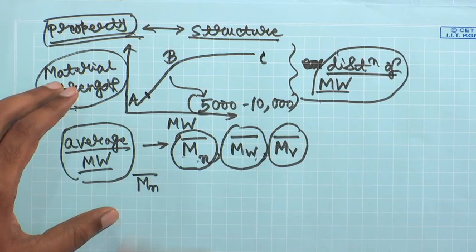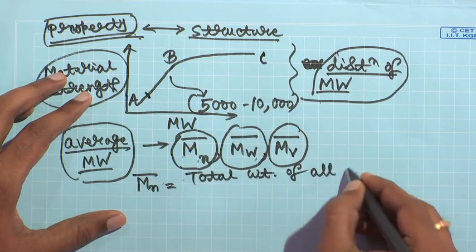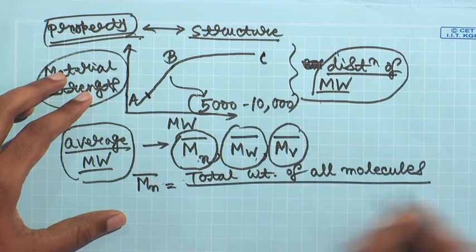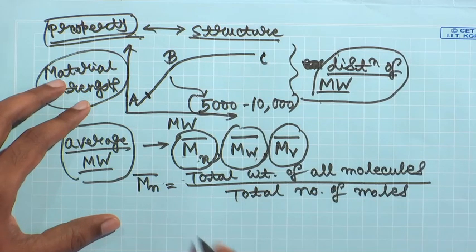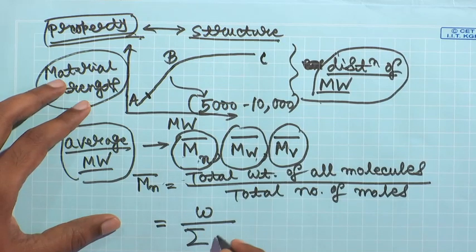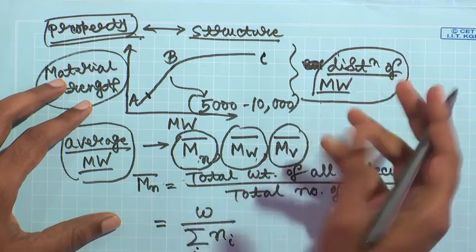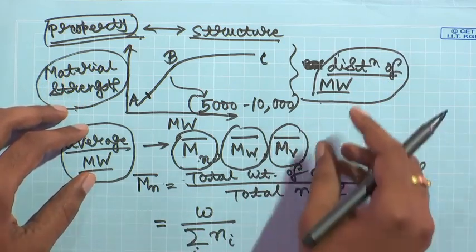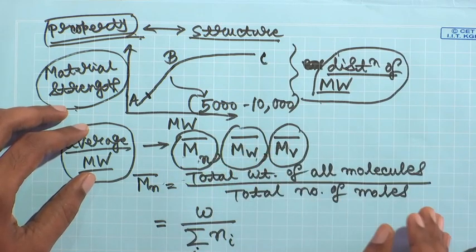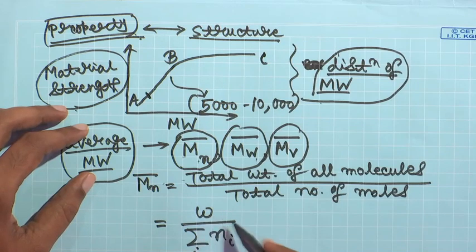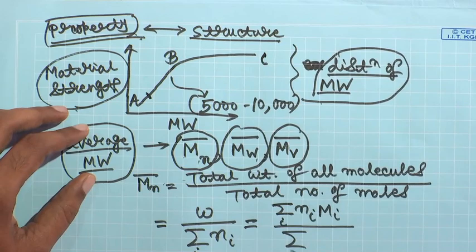When you talk about Mn, the number average molecular weight, it is basically the total weight of all the molecules in the sample divided by the total number of moles, which is nothing but W, the total weight, divided by the total number of moles. All different kinds of molecules here are polymer molecules, but they have different molecular weights, because there will be species of different molecular weights, and you are taking the average of these molecular weights to determine Mn. Let me write down the expression and then I will explain. This is the sum over NiMi divided by the sum over Ni.